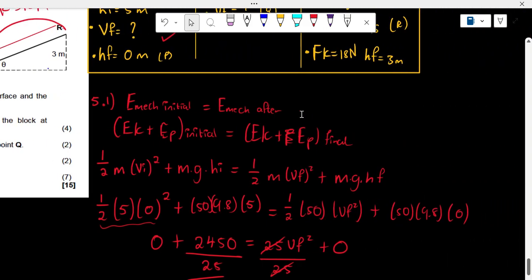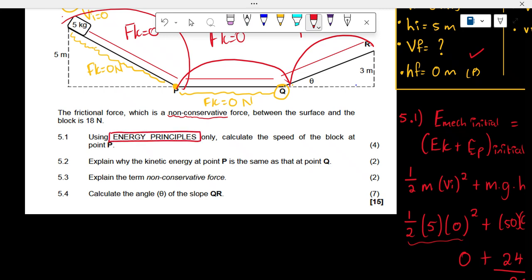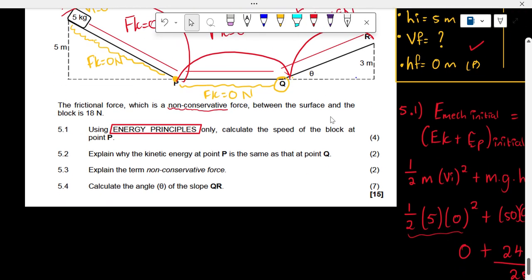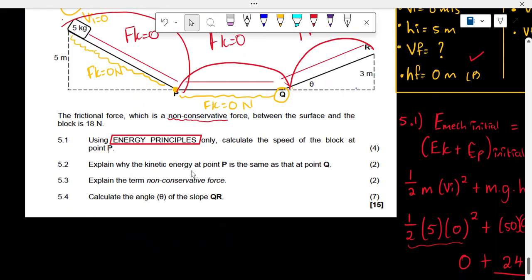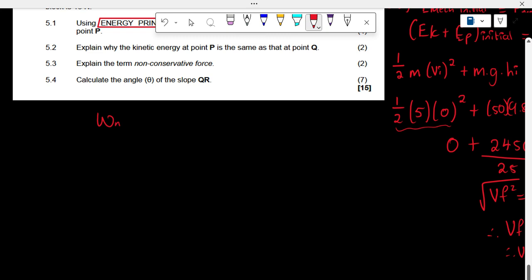Before I go on, in 5.1, remember guys, we have more than one energy principle. Someone else might have decided to use another one. Which other one can you use here? The work energy theorem, or you could have used the work done by a non-conservative force. You could have used different types of equations. If you use the work energy theorem, you'd find that W net equals the change in kinetic energy.